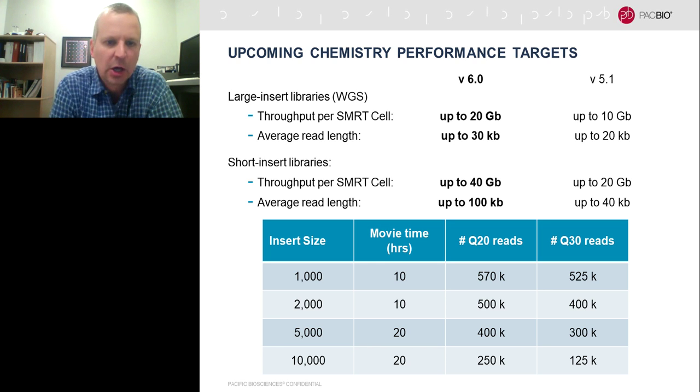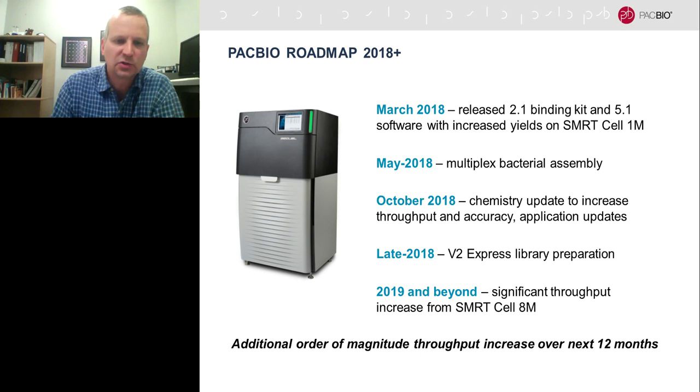The table on the bottom shows that as a function of insert size on the leftmost column, you now get many, many more Q20 or Q30 CCS reads, because the average read length is so much longer and the throughput is so much higher. So we're very excited about sharing these new updates.